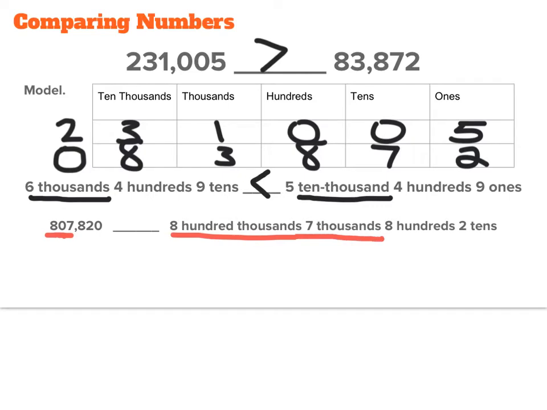This number also has 7 thousands. I have 800s. This number I have 800s. I have 2 tens, 0 ones, and I have no ones over there. So these numbers must be equal.